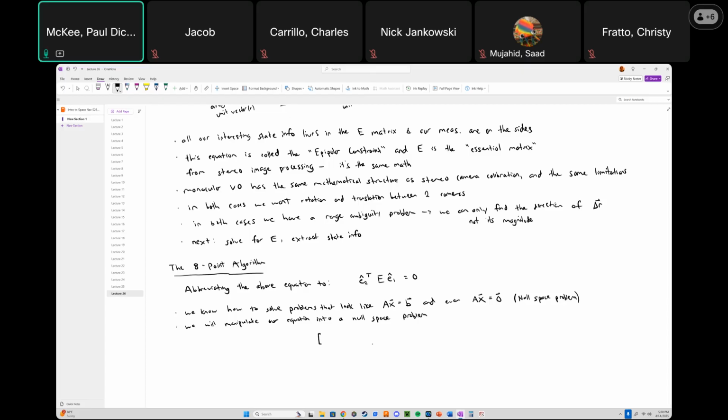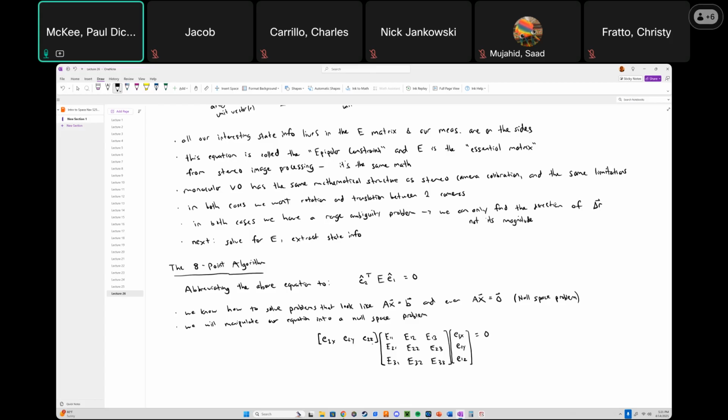So our equation is going to look like this: E2x, E2y, E2z, times the matrix with entries E11, E12, E13, E21, E22, E23, E31, E32, E33. You can see where I'm going with this. Okay. And then this multiplies E1x, E1y, E1z.